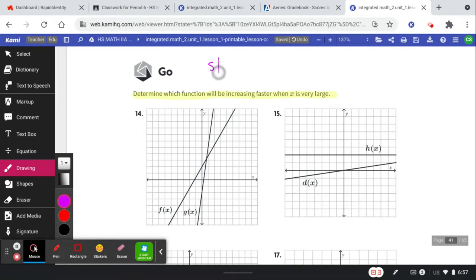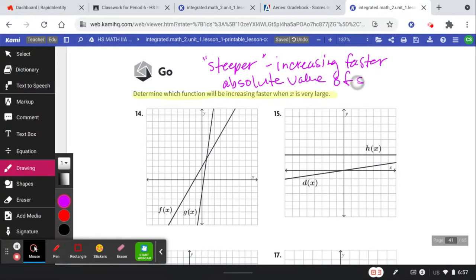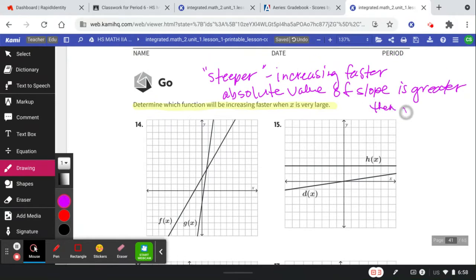First, if one of the lines is steeper than the other, it means it's increasing faster. So if you happen to know what a steeper line looks like, that works. Also, if the absolute value of the slope is greater, then that means it's steeper. So it is increasing faster if its absolute value is greater.